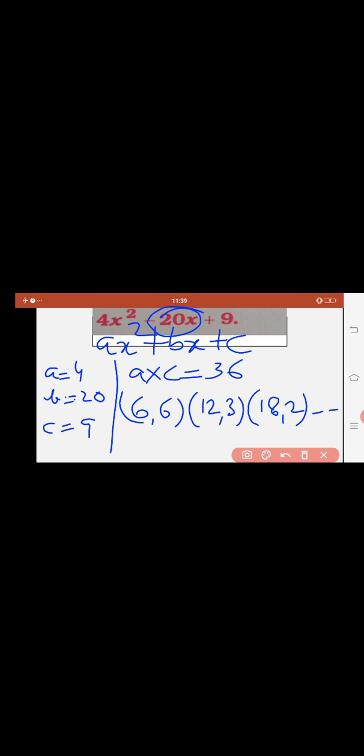Now 6 plus 6, 12. 6 minus 6, 0. No. 12 plus 3, 15. 12 minus 3, 9. No. 18 plus 2, 20. Yes. Here we are getting 18 and 2 as the factors.